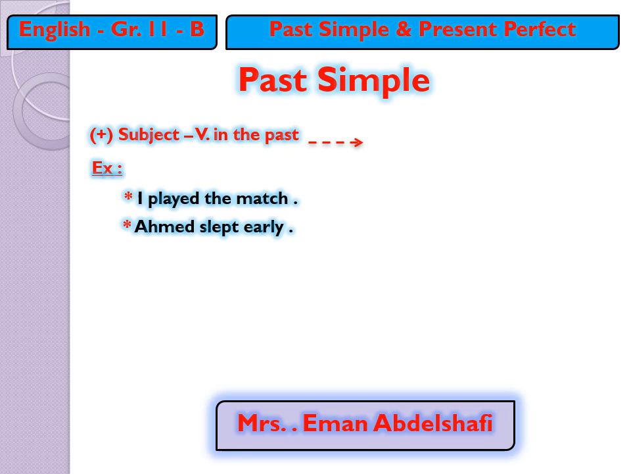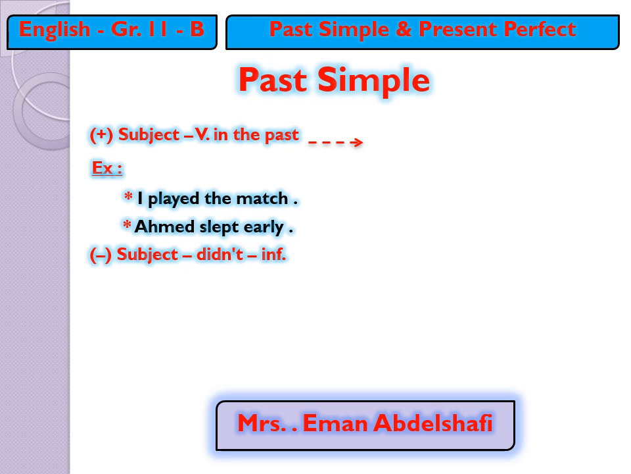From the examples, we can say that we have two types of the second form or the past verb. As you can see, played is a regular form, while slept is an irregular form. You can memorize the irregular forms from the lists of the verbs.